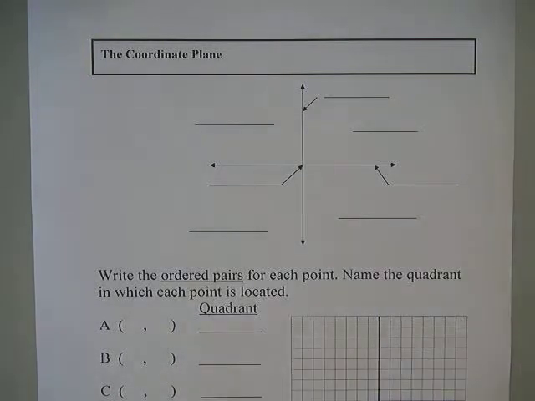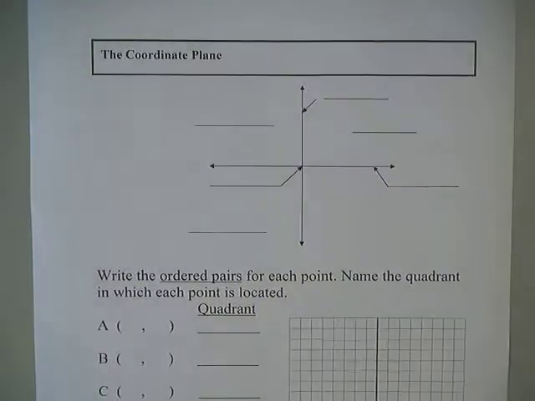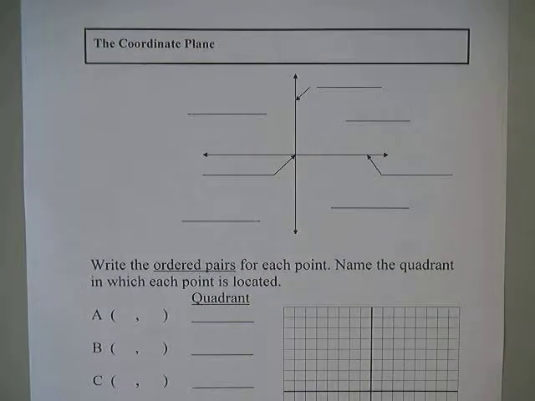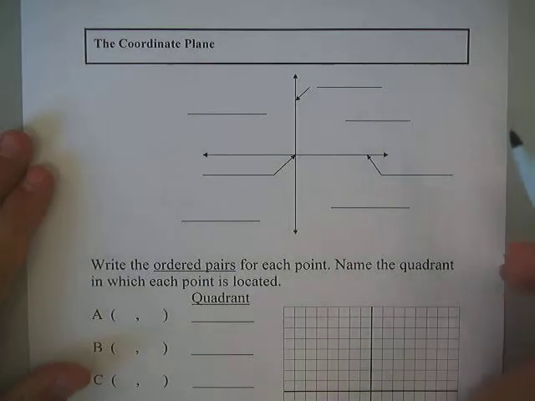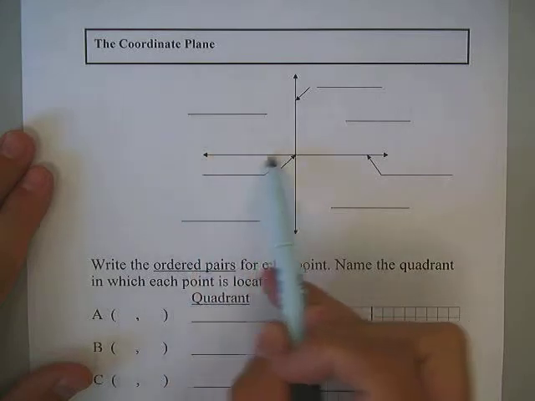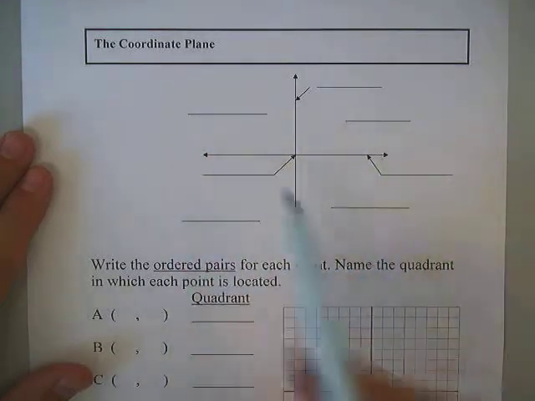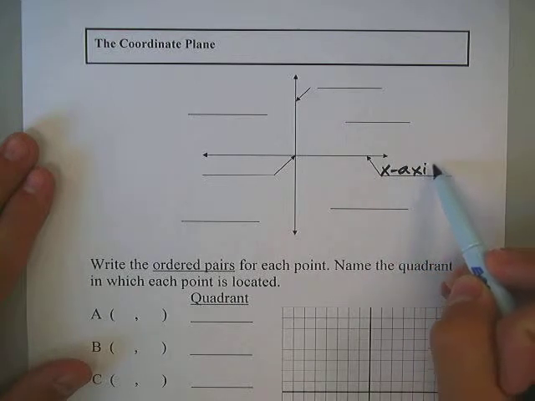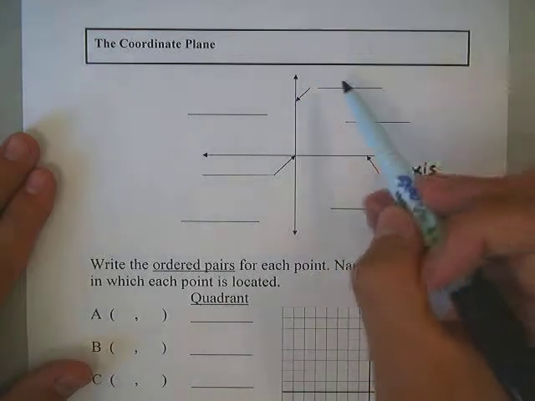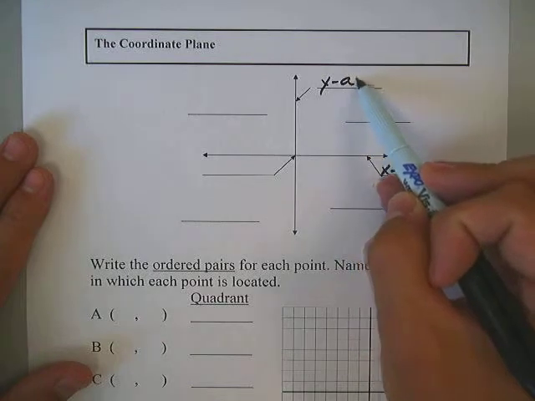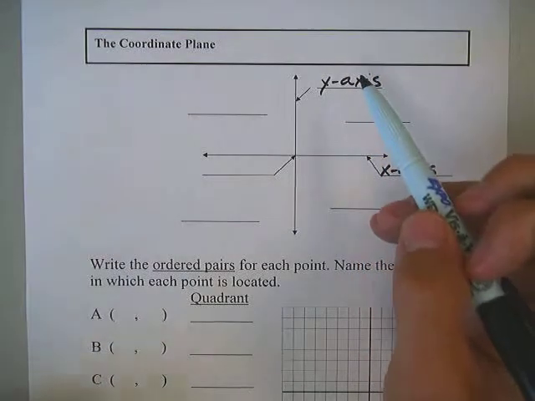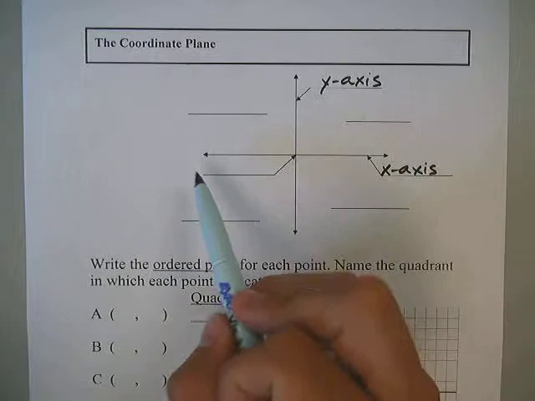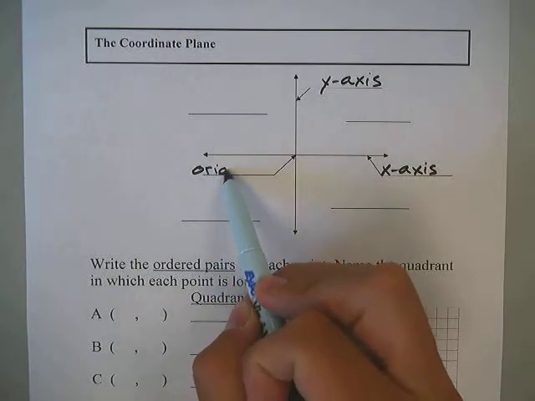So let's talk about the coordinate plane today. On the paper I have basically what we call a coordinate plane, and it has certain parts to it. If we start with some of the basics, this line, you'll notice, has arrows on both sides. It is what we call the x-axis. And this line up and down is called the y-axis. And the location where they cross, right there in the middle, that's what we call the origin.